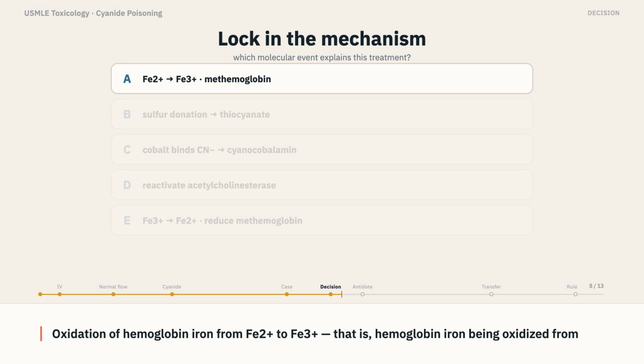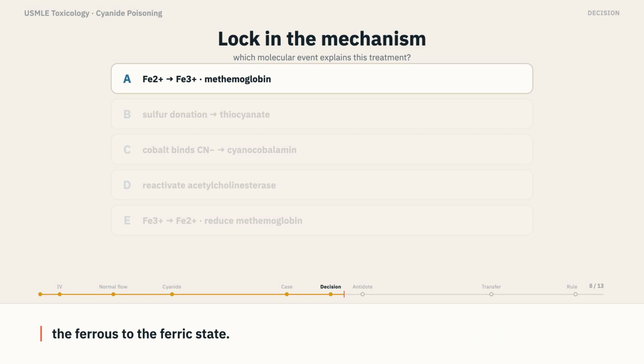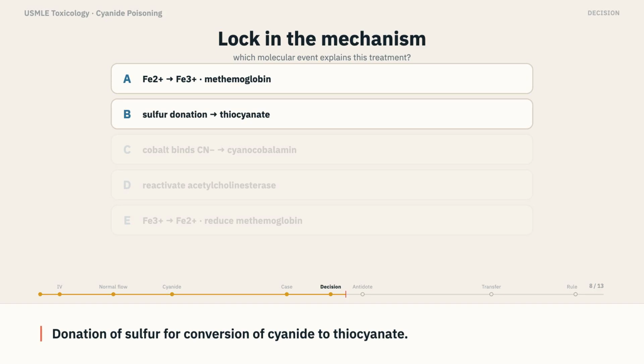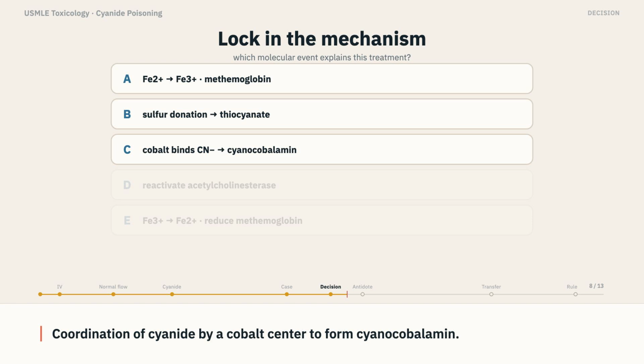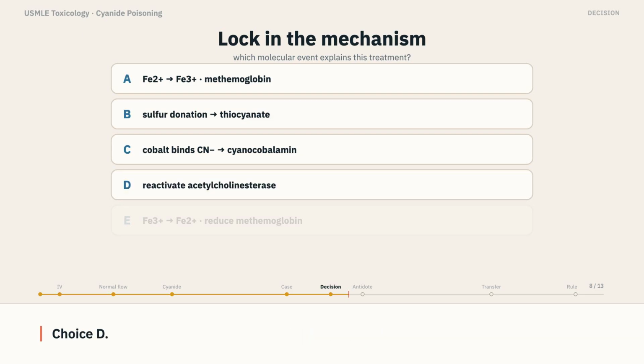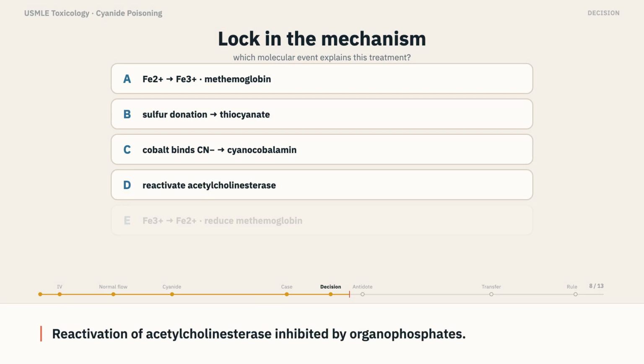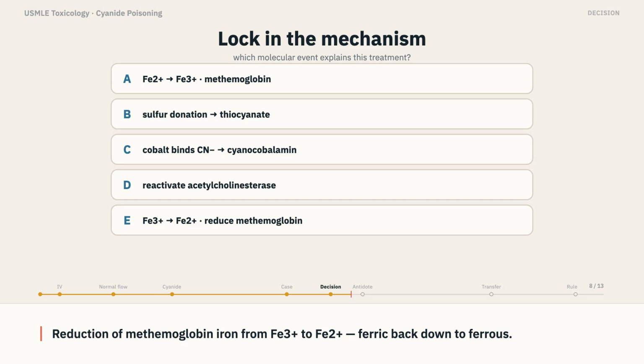Choice A. Oxidation of hemoglobin iron from iron 2+ to iron 3+, that is, hemoglobin iron being oxidized from the ferrous to the ferric state. Choice B. Donation of sulfur for conversion of cyanide to thiocyanate. Choice C. Coordination of cyanide by a cobalt center to form cyanocobalamin. Choice D. Reactivation of acetylcholinesterase inhibited by organophosphates. Choice E. Reduction of methemoglobin iron from iron 3+ to iron 2+, ferric back down to ferrous.